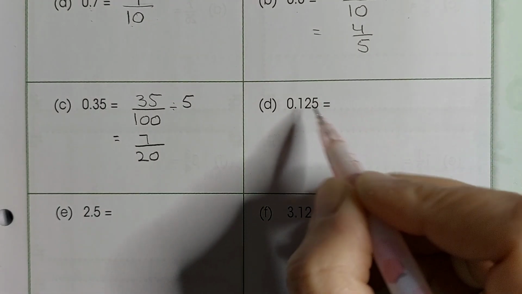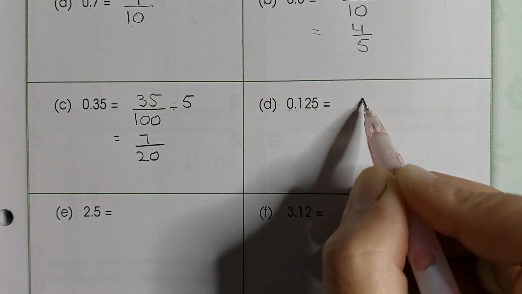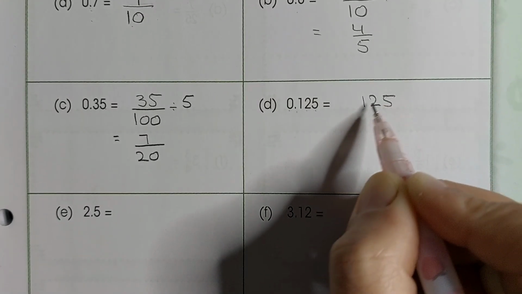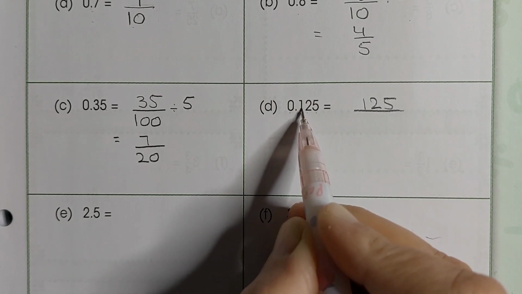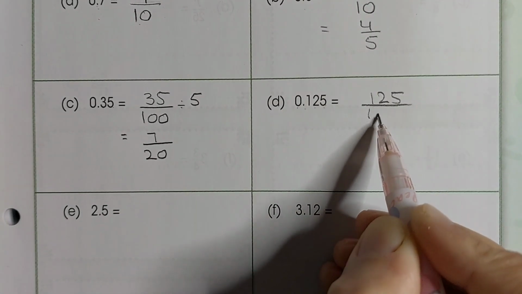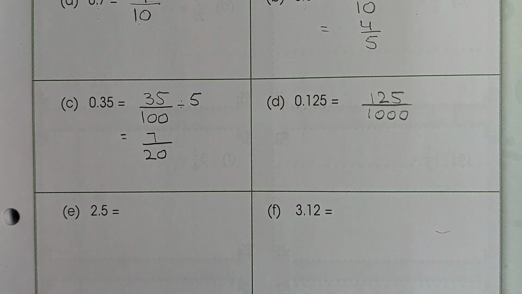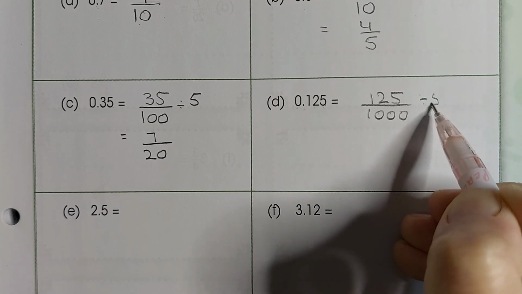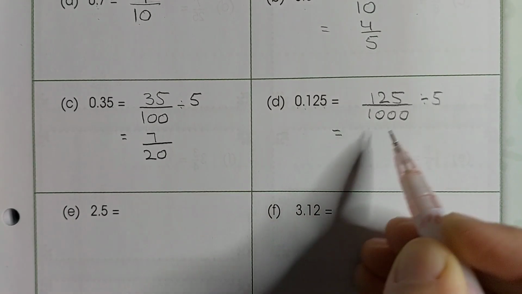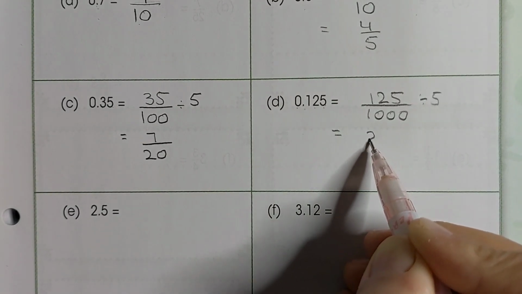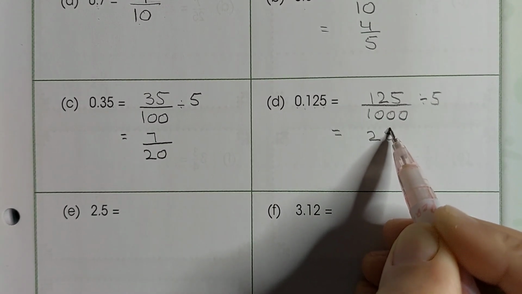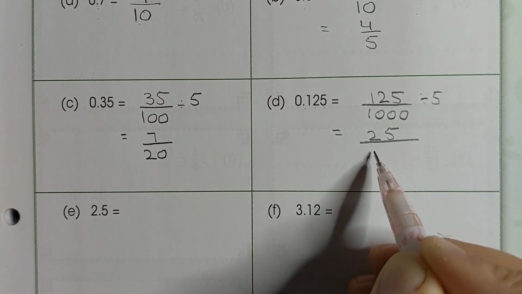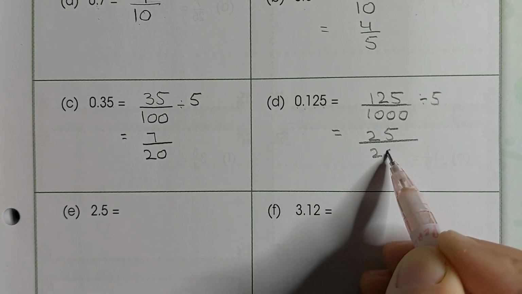It will become 0.125. It will become what? 125 upon what? 1 2 3. How many zeros do we have to put? 3. It will become 1000. Again we have to check whether both the numbers are divisible by any common number. Yes, again both are ending with 5 and 0, divisible by 5. So it will become what? 125 divided by 5: 5 2s are 10, then 5 5s are 25. And 5 2s are 10 and 2 0s carry down.